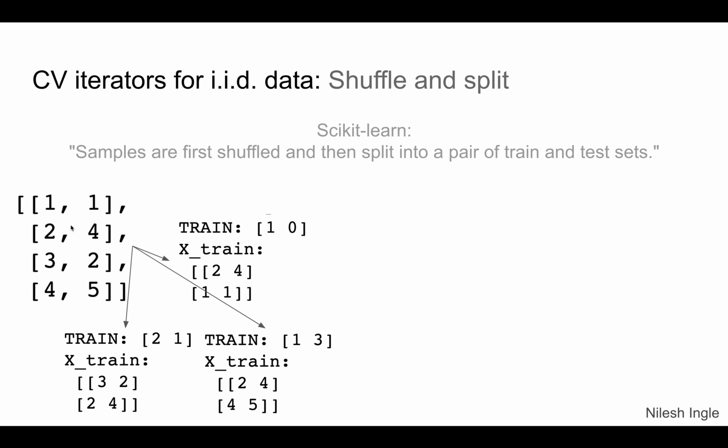So in the first case, we have the indices 1 and 0 assigned to the train set. So 1 and 0, that is 2 4 and 1 1. So that's here. In the second iteration, indices 2 and 1 are assigned to the train set and the remaining to the test set. So for 2 and 1, we have 0 1 2 3 and 2 4. Those two are assigned there, and so on for the next iteration as well.